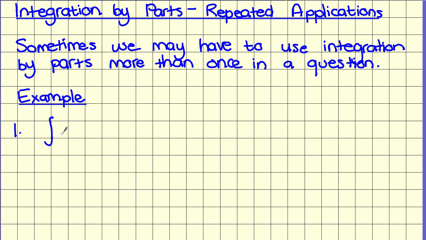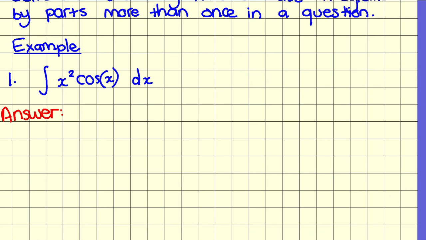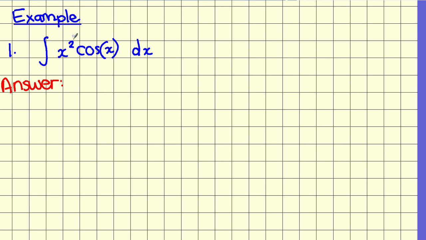Okay, so it's the integral, there's no limits this time, of x squared cos x dx. Okay, so this is your question. So the only thing that you should realise right now is we're integrating and I've got two functions of x that have been multiplied together. So straight away you should be thinking, right, it's integration by parts. Okay, and you would be correct in saying that.